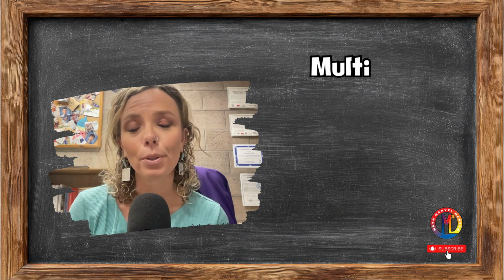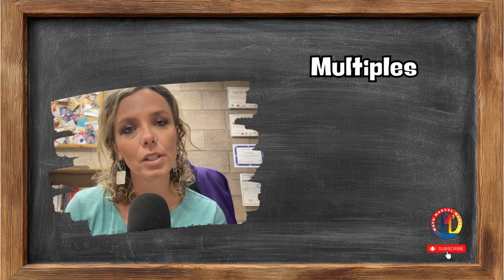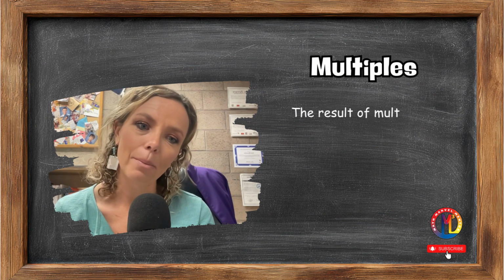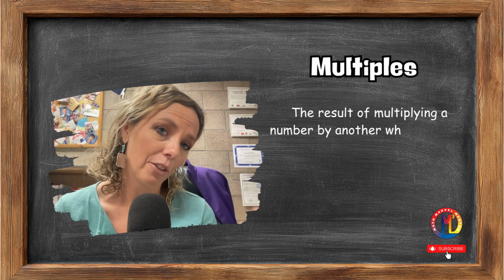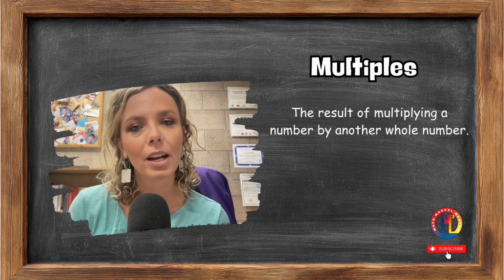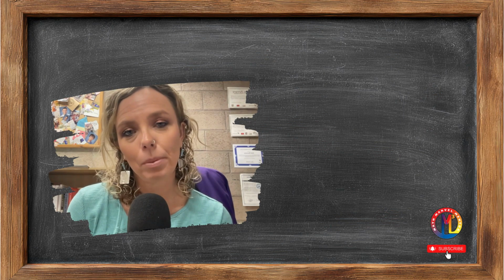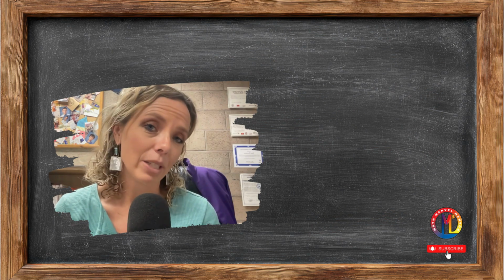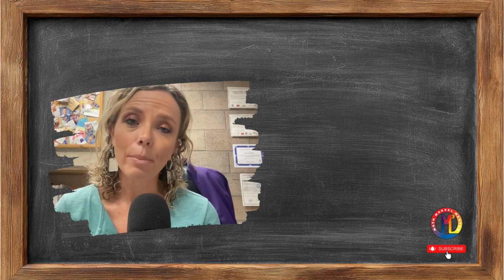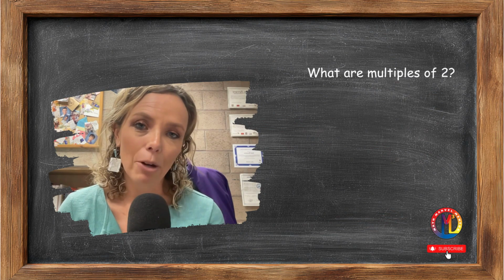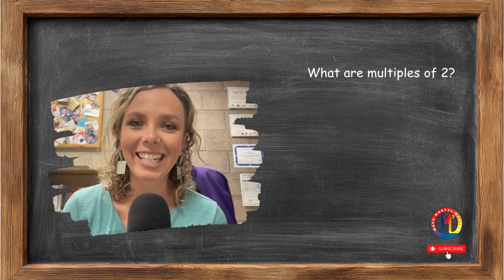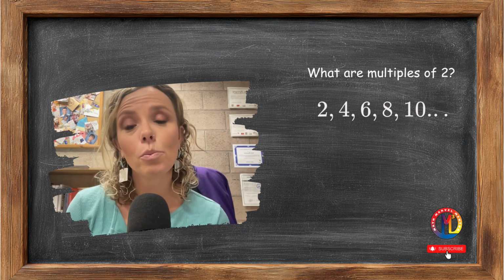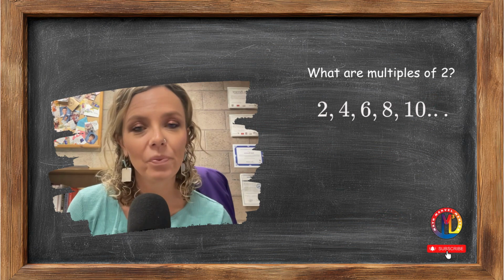Next, we have multiples, and multiples are the result of multiplying a number by another whole number, a whole number times a whole number. And really, multiples are simply knowing your multiplication times tables. You can think of skip counting as well. If I'm going to list my multiples of 2, I can skip count by 2. 2, 4, 6, 8, 10, 12. Those would all be multiples of 2.